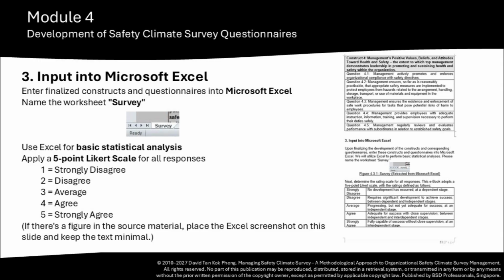After setting up the survey worksheet, the next step is to establish a rating scale for respondents' answers. In this e-book, a 5-point Likert scale is used to measure respondents' perceptions and attitudes toward workplace health and safety. The scale ranges from strongly disagree to strongly agree. A rating of strongly disagree indicates that no development has occurred and that the organization remains at a dependent stage.